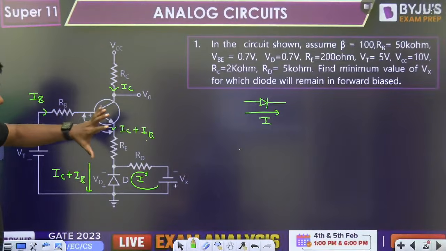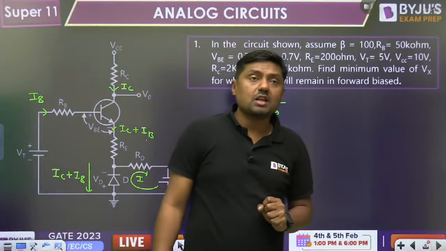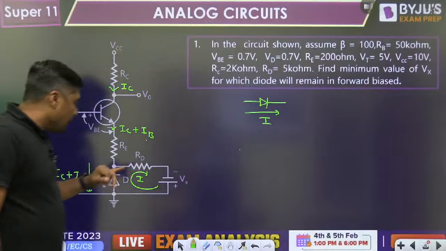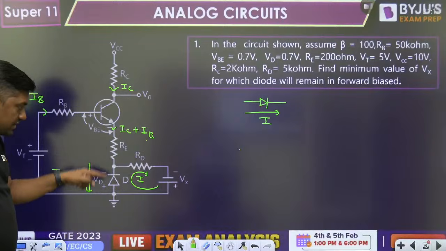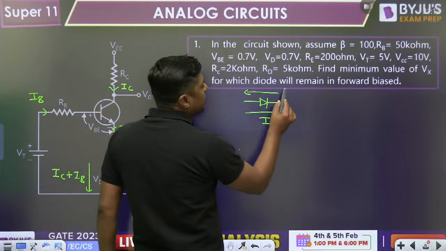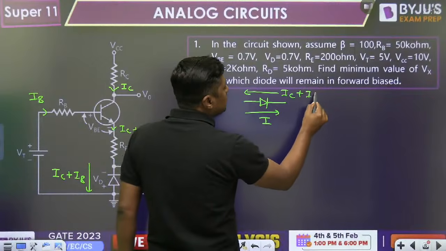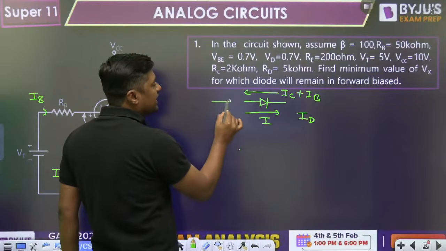Now, first of all, what should be the approach? How to solve this type of question? Remember, when it is asked that the diode is forward biased, what is the current from P to N side and what is the current from N to P side? So what is the resultant current through the diode from P to N side in this direction?